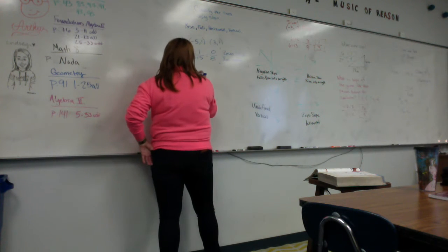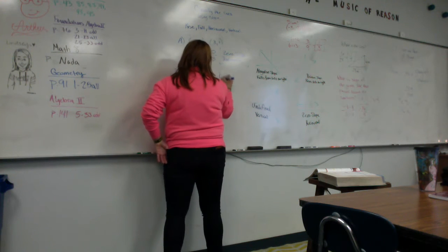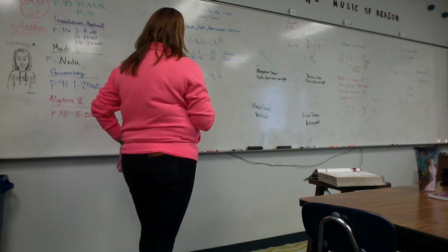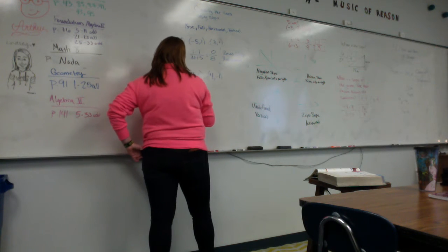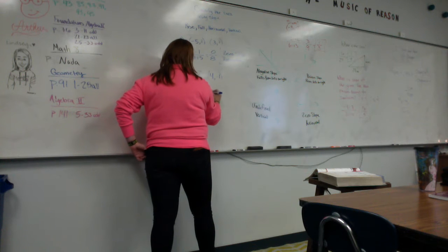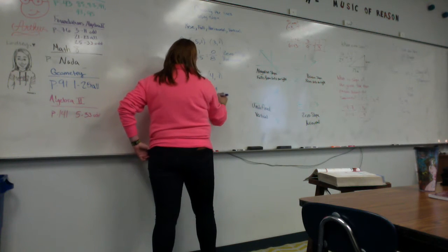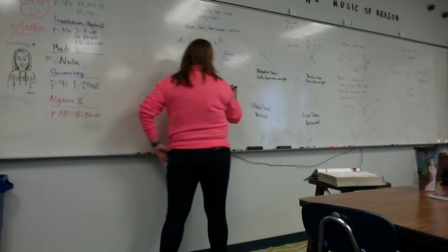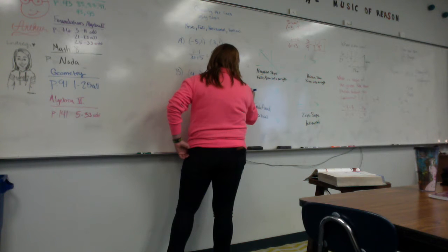Let's do this one. 4, 6, and 4, -1. What do I do? -1 minus 6 over. Okay, so what do you get up top? And on the bottom you get? So what type of slope is that? Undefined, which makes it vertical.